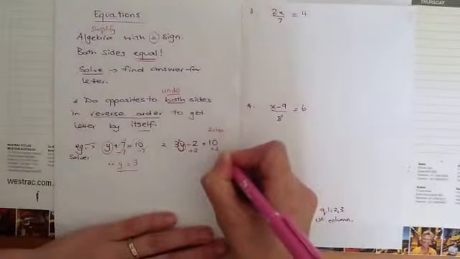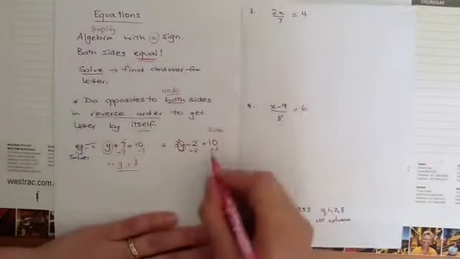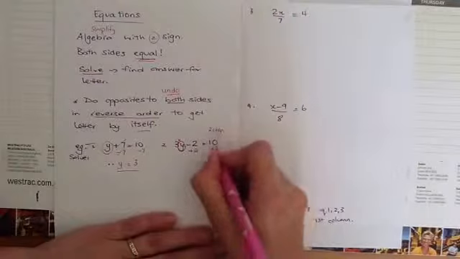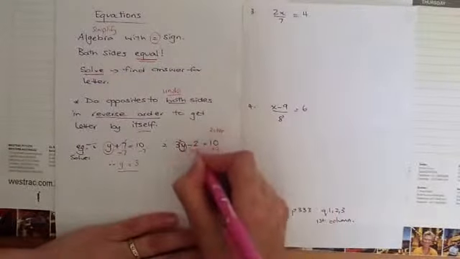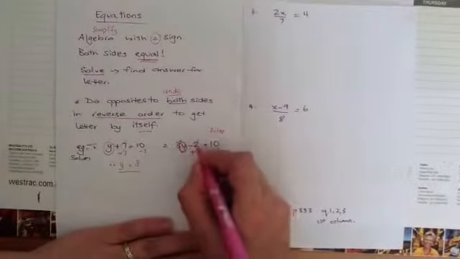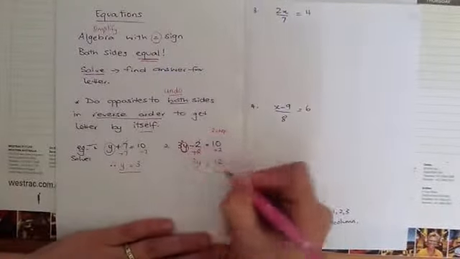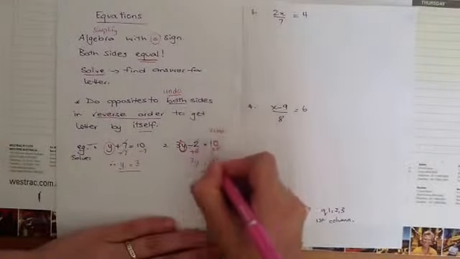What you do to one side, you must do to the other side to keep both sides equal. Line up your equal signs. 10 plus 2 gives me an answer of 12. Minus 2 plus 2 cancels each other out. I've still got one step to go, so that means I'm still left with 3y. That's one of my 2 steps done.